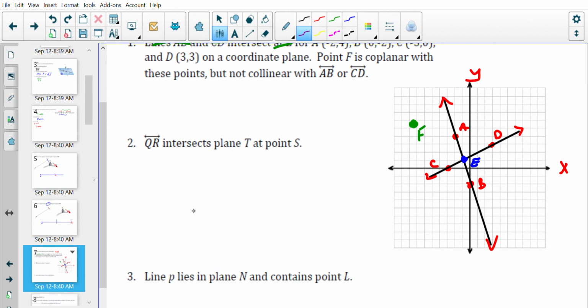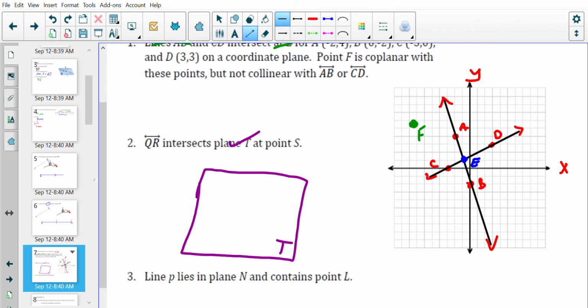So I can draw a plane. A plane, again, is any figure you so desire. Again, any shape. Could be circle, could be triangle, square, parallelogram. I'm used to drawing the parallelograms. So here we have plane T. And we need line QR intersecting this. So here we have a line.